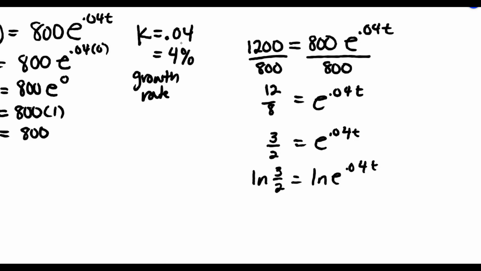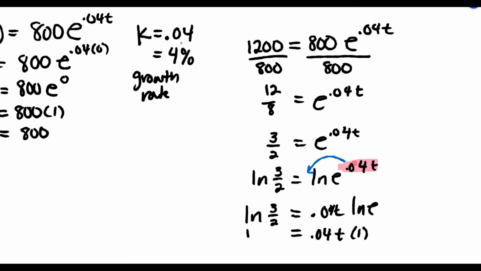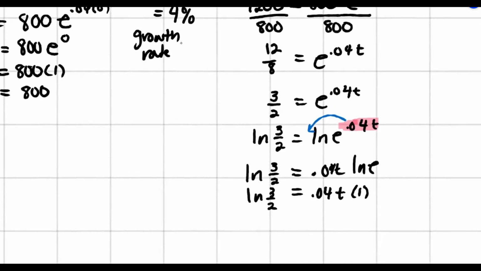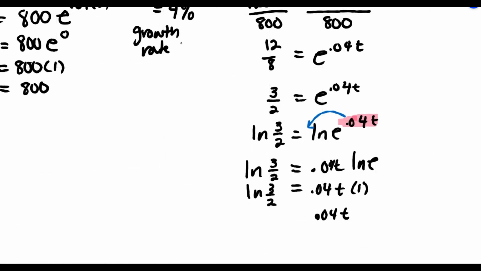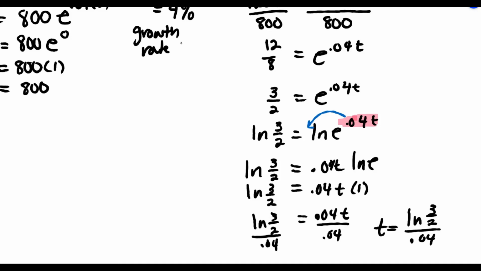Once I've done the natural log, I can use the power rule to bring that power in front of the log. That gives me natural log 3 over 2 equals 0.04 t times natural log e. Natural log e is 1. So we have 0.04 t equals natural log 3 over 2, and I can divide both sides by 0.04 to get t equals natural log 3/2 over 0.04.